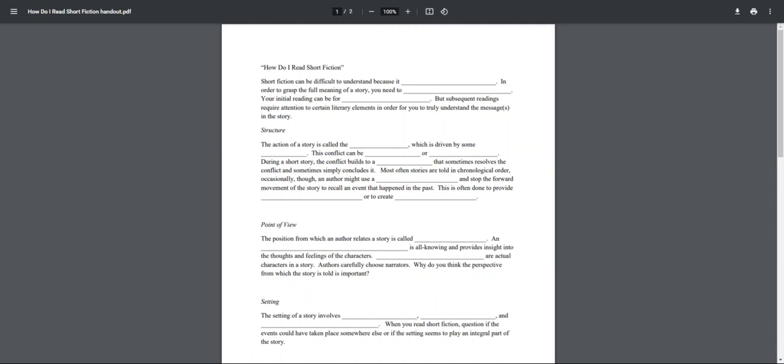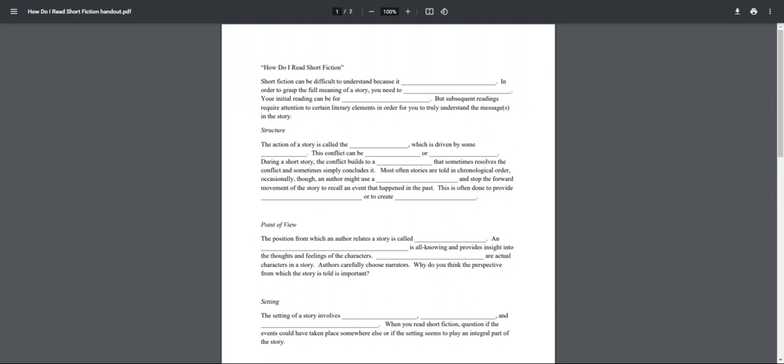So in order to grasp the full meaning and to really get the depth of what the writer is saying, you're going to need to read the text more than one time. And this isn't something that we all like to do, right? We want to read it and move on. Now, that initial reading can be for pleasure, and it should be. You should always read a short story for pleasure the first time. And then as you go back through subsequent readings, I want you to pay attention to some of these elements.